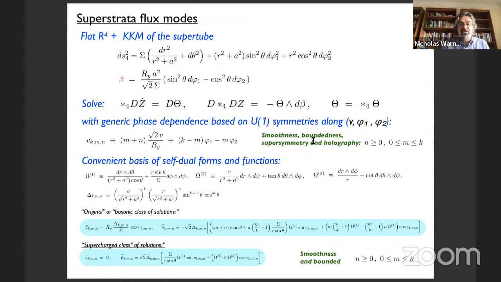So a priori, this is not a problem, but the takeaway message is that for these solutions, smoothness tells you you've got to put bounds on these phases the way I've written them. And it turns out that those bounds are precisely what you need also for occupation numbers in the dual CFT. So that's kind of cool, smooth. A running theme in this discussion is that smoothness will always tell you something about the CFT.